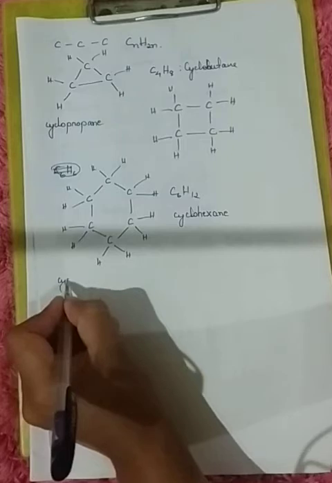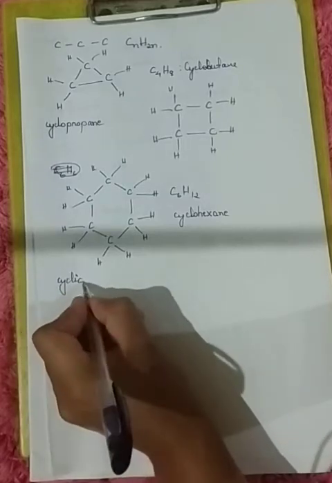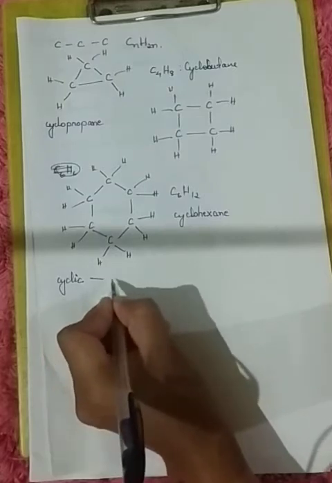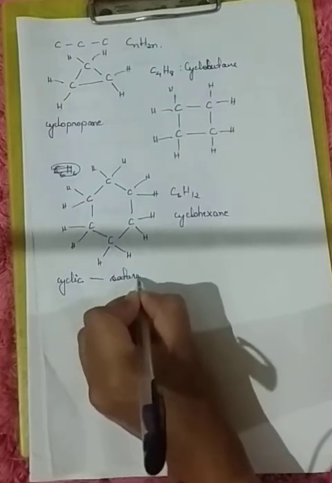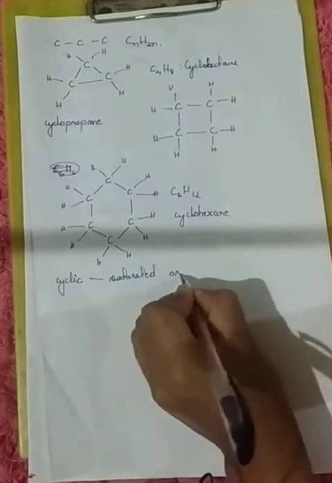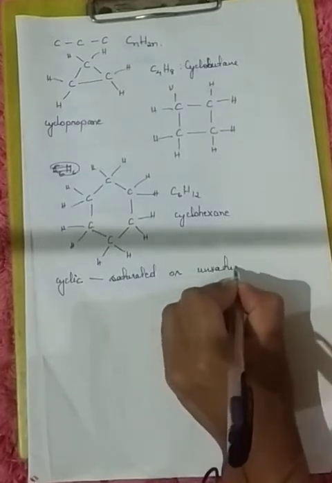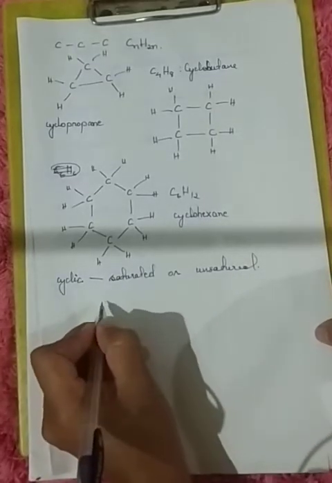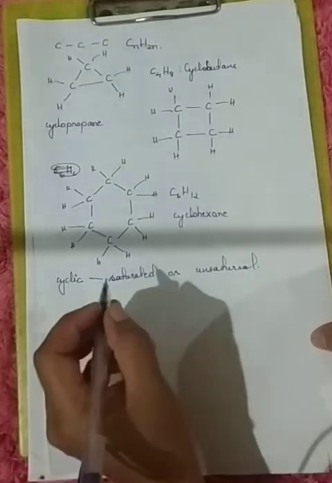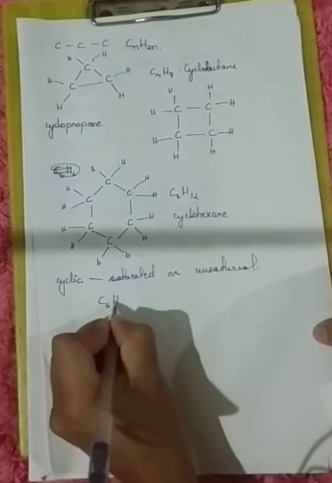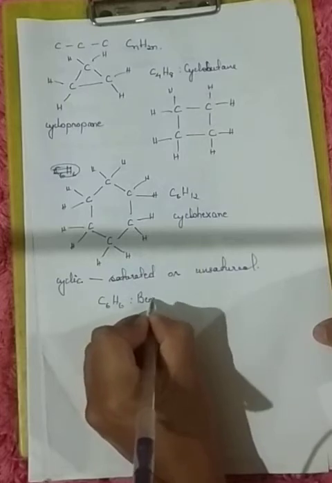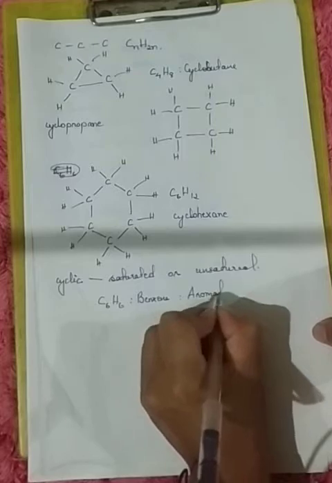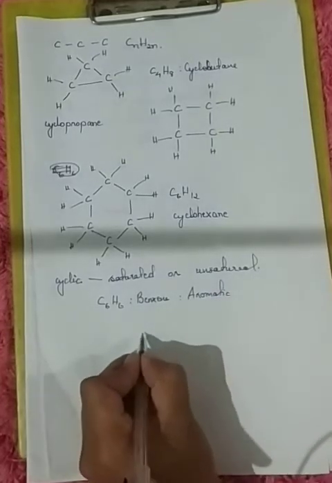Now remember, cyclic hydrocarbons, cyclic carbon compounds, may be saturated. Saturated means single bond. Or unsaturated. Unsaturated means double bonded. Therefore, for cyclic structures, our most important example is C6H6. It is also known as benzene. Now it is an aromatic structure. So let's draw the structure.